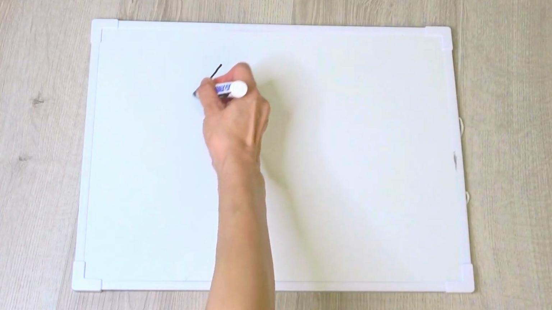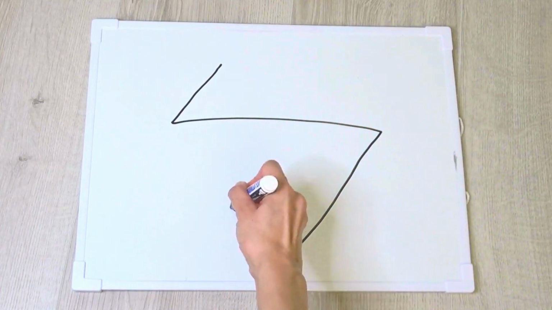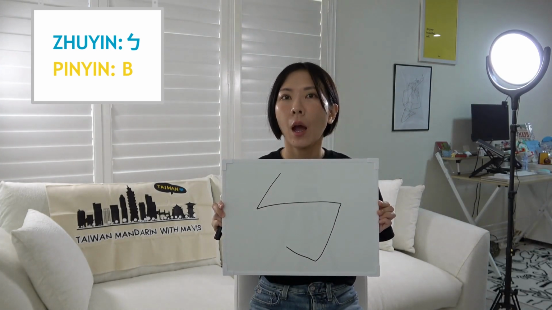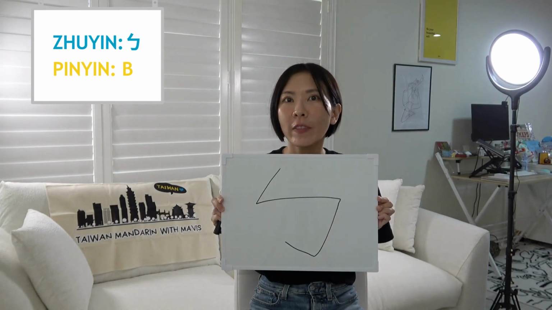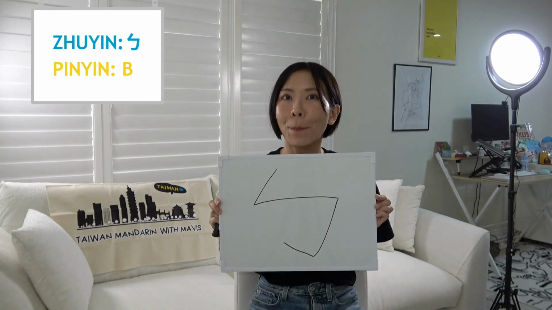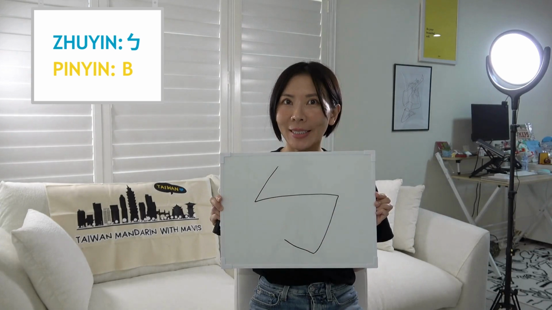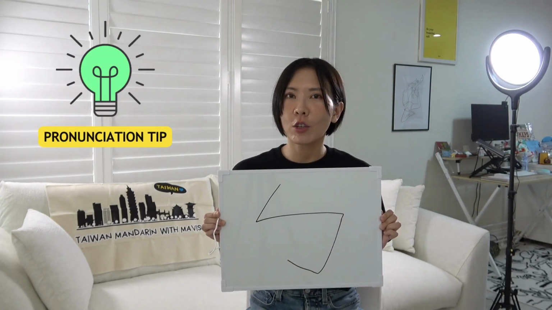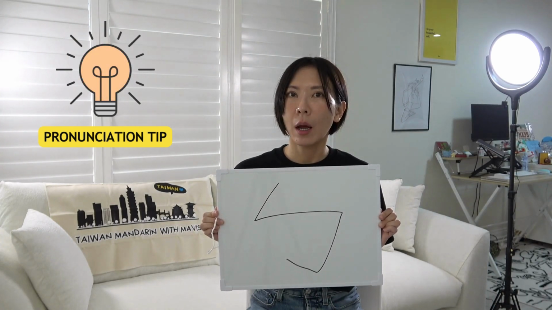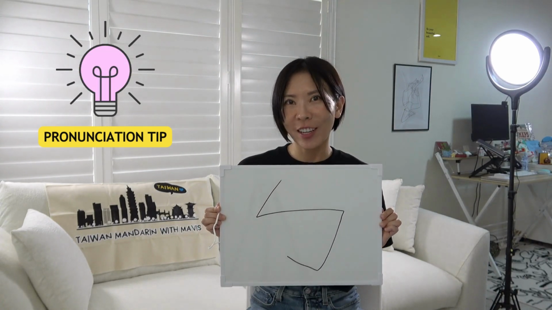The first consonant is B. Repeat after me. B. The equivalent would be how you pronounce the symbol B in Pinyin, which is also B. Still not sure how to say it? Try to do this with me to relax your lips. B. B. Did you get it?